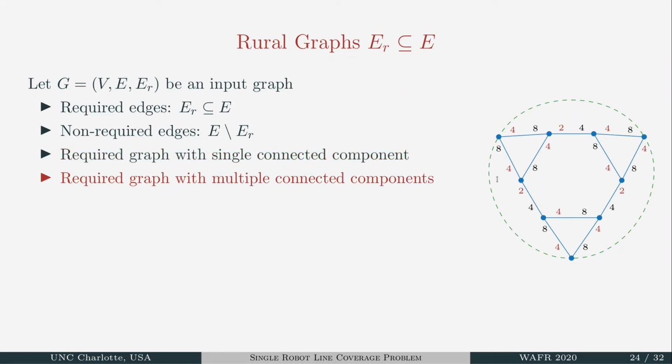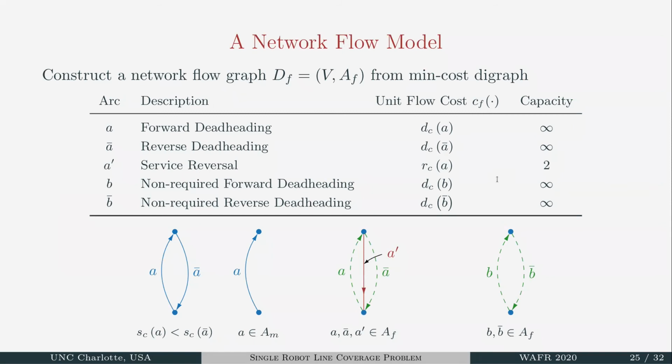Next, we'll consider required graph with multiple connected components. We'll use the network flow model to solve this problem. Similar to the previous case, we first construct the minimum cost digraph, then we construct the network flow digraph from the minimum cost digraph. For each arc in the min cost digraph, we add 3 arcs in the network flow digraph: a forward deadheading arc, a reverse deadheading arc, and a service reversal arc.